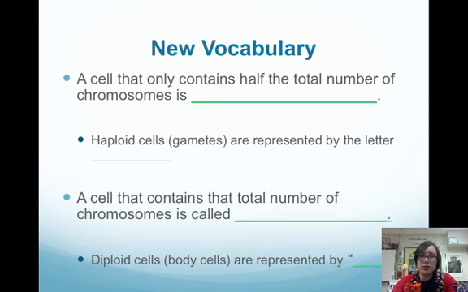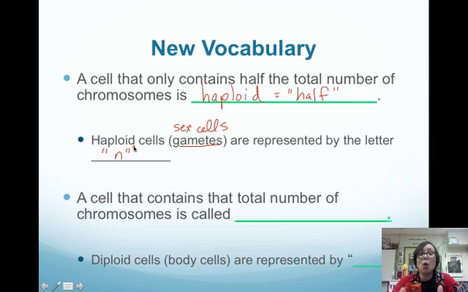Now that we've talked about the process of meiosis, we need to discuss some new vocabulary terms so we can understand the subphases that allow a cell to go from 46 chromosomes down to 23. A cell that only contains half the total number of chromosomes is referred to as haploid, which makes sense because haploid almost sounds like the word half. Haploid cells, also known as gametes or sex cells, are always represented by the letter N. So it's going to be our placeholder.